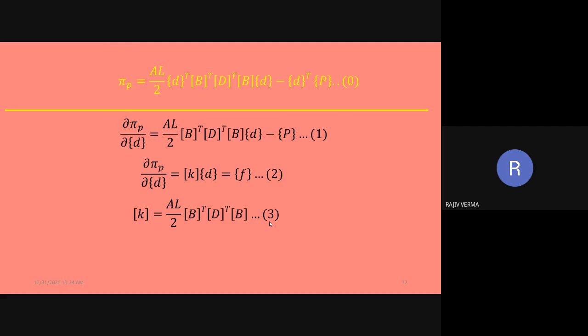It is going to be a square matrix also, but apart from this, it is going to be a symmetric matrix also. So this is where we end this particular topic.